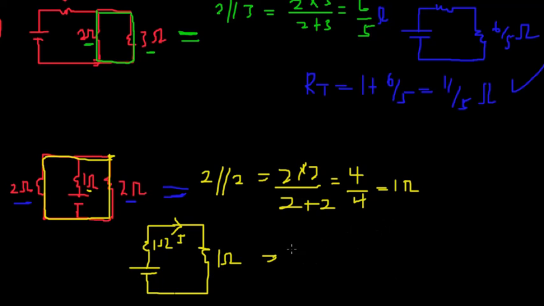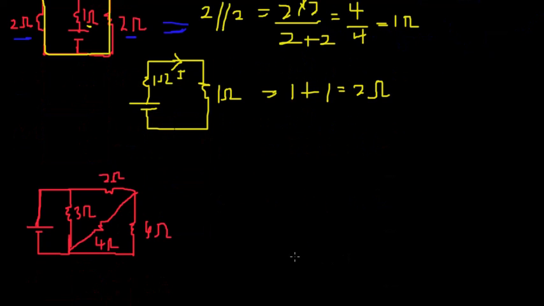So you have 1 plus 1, which is 2 ohms. Now let's look at the third example. So we have another set of resistors in a circuit. Let's try to find those which are in series and then parallel.